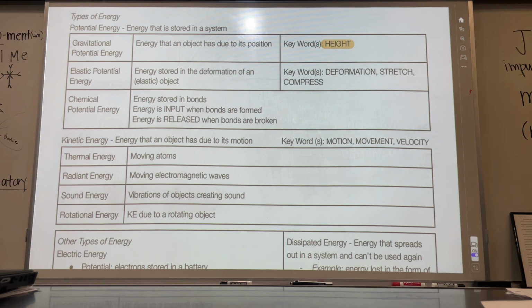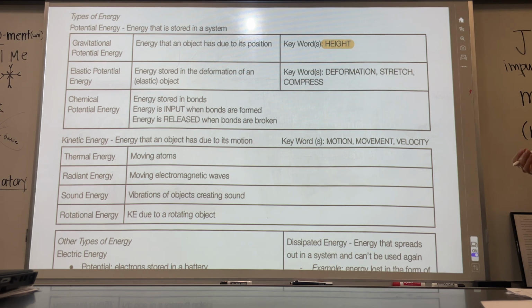The next type of potential energy is elastic potential energy, and that's energy stored in the deformation of an object, and the object has to be elastic because that means it can be deformed. When it means it's being deformed, it means that its original shape is changed, and what the object wants to do is return to its original shape.